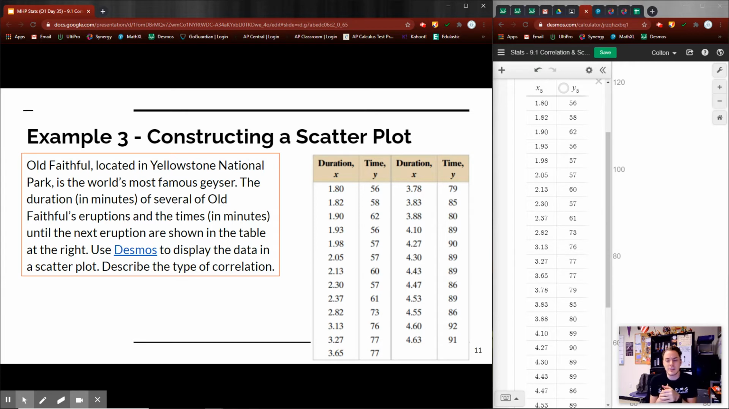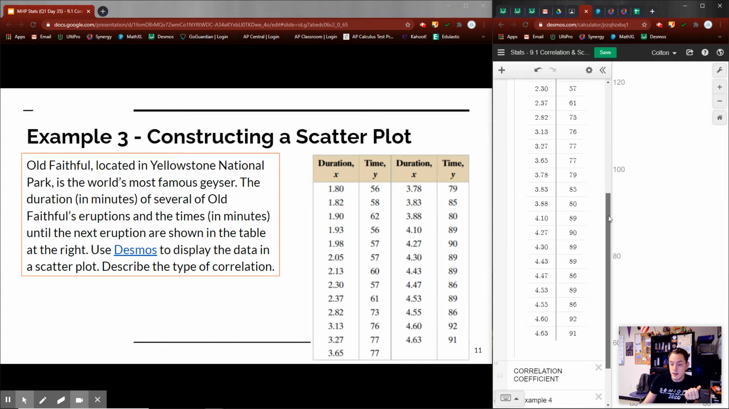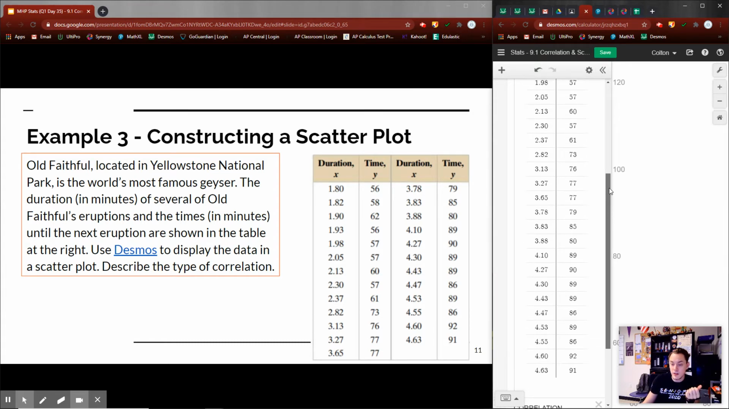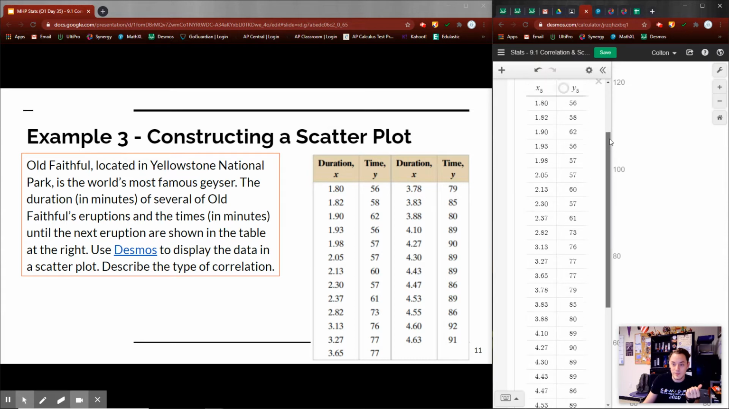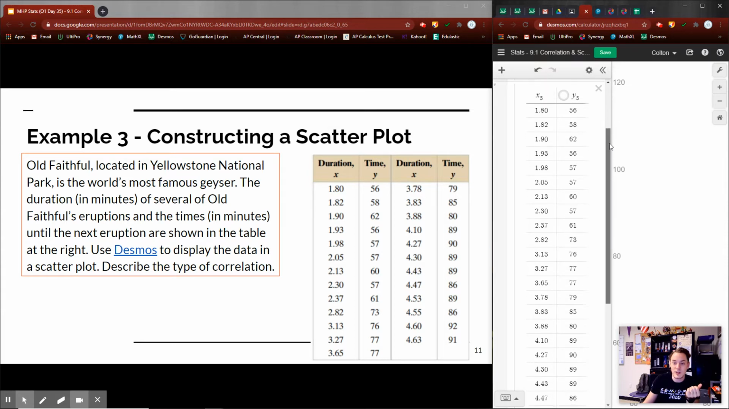World's most famous geyser. The duration in minutes of several of Old Faithful's eruptions and the times in minutes until the next eruption are shown in the table at the right. So this is a long table. And as you see on my Desmos, you see all of these values. So I painstakingly transferred them over.